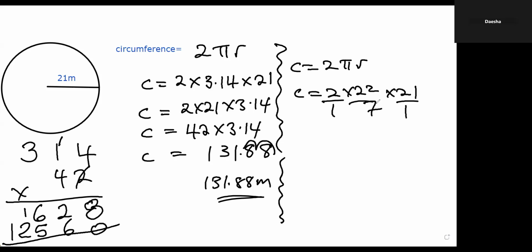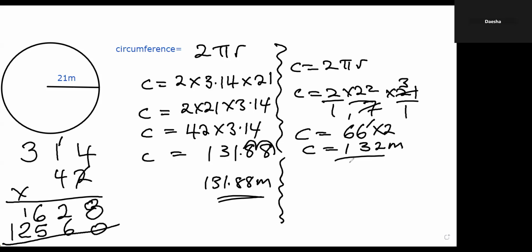So 7 into itself goes 1 time, and 7 into 21 goes 3 times. Then 22 times 3 is 66. And then you say C equals 2 times 66. And then you say 6 times 66 times 2. 2 times 6 is 12. 2 carry the 1. 2 times 6 is 12 plus 1 is 13. So C equals 132 meters.